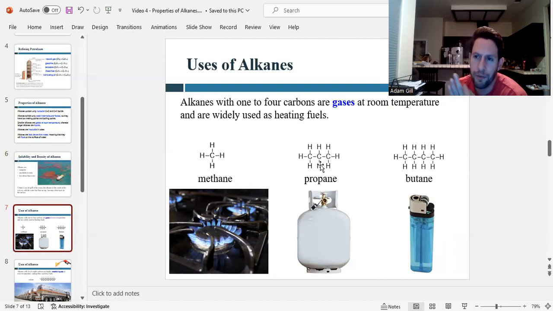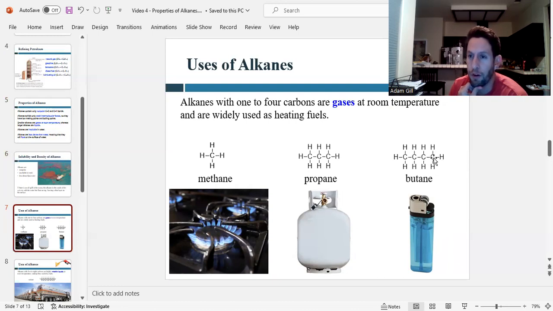Propane is 3 carbons long. It's a little more dense. And so if you pressurize it, you can compress it into a liquid. And this is what we use for our barbecues, right? Those 5-gallon propane tanks, right? Propane is just a 3-carbon alkane.